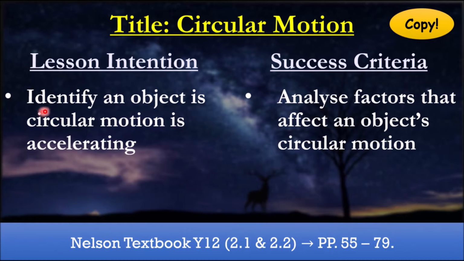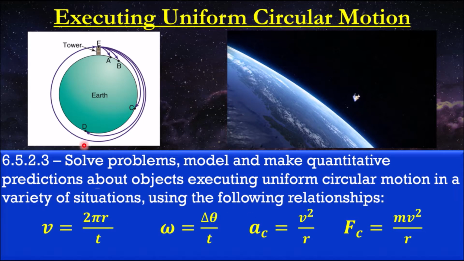All right, so the lesson intention is to identify an object in circular motion is accelerating. So we'll look into what that means. Your success criteria is to analyze factors that affect an object's circular motion. So let's begin. Okay, so these are some of the formulas we will look into. We won't look at all of them today, but we will briefly talk about velocity, centripetal acceleration, and centripetal force.